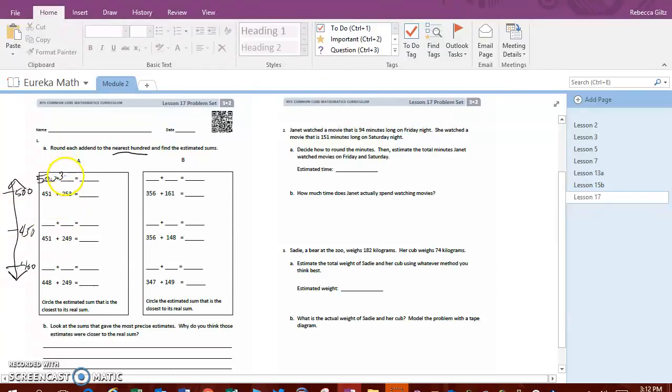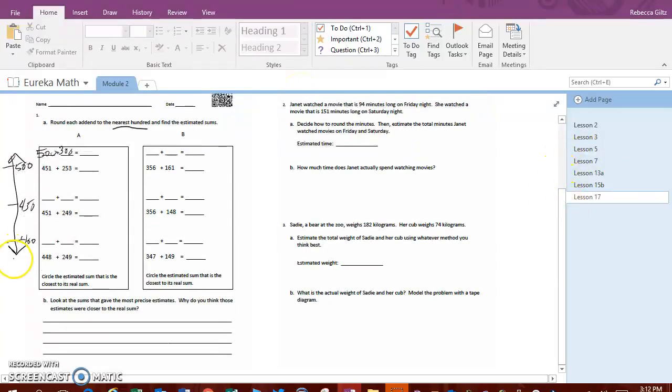253 rounds to 300. And if I have to, I'm going to draw another number line off to the side. Okay, so here I'm going to put my points on here. So 253, the lower end is 200. You've got 250 in between and 300 at the top. So 253 is above the midpoint, so it's going to round up to 300. So adding these together is very easy. 500 plus 300 is 800.